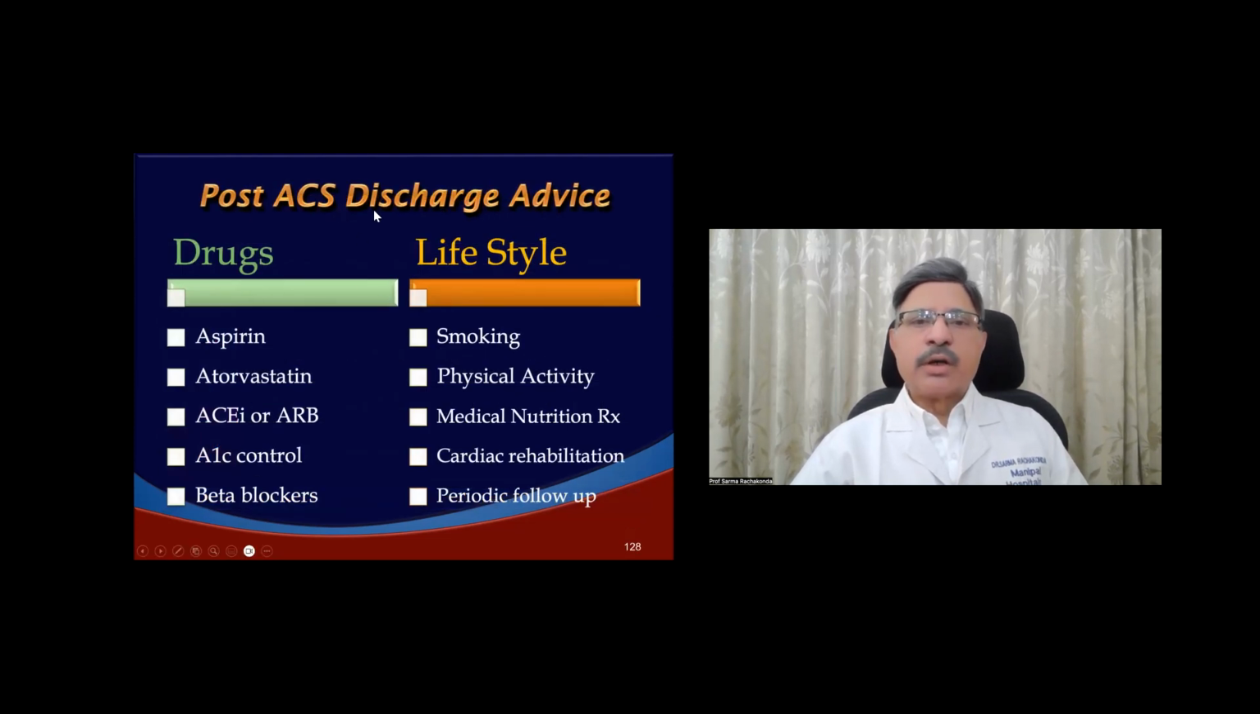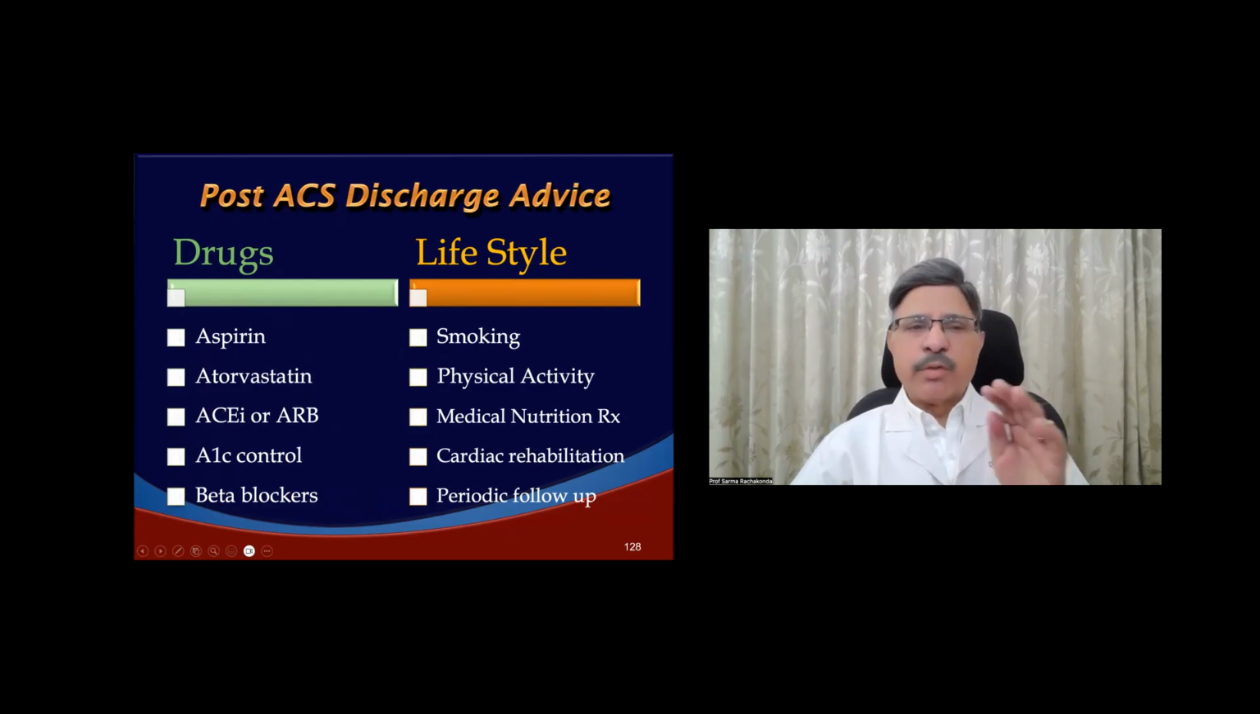Okay. What are the post-CABG discharge advice? What do I write and send the patient? Aspirin, atorvastatin, ACE inhibitor, A1C control, beta blockers. That is 4 A's plus B, where B is beta blocker. These are the drugs. Lifestyle: no smoking, slowly increase physical activity, medical nutrition therapy, cardiac rehabilitation, periodic follow-up.